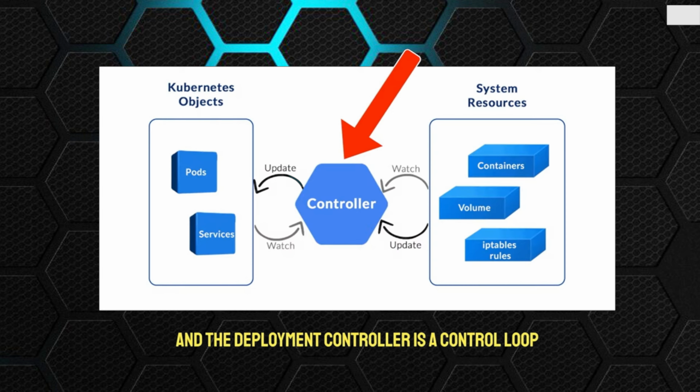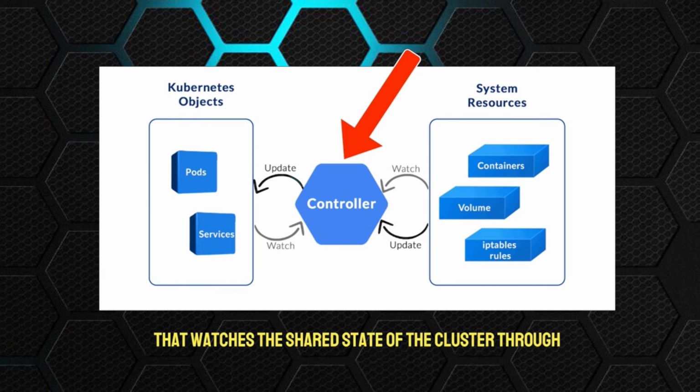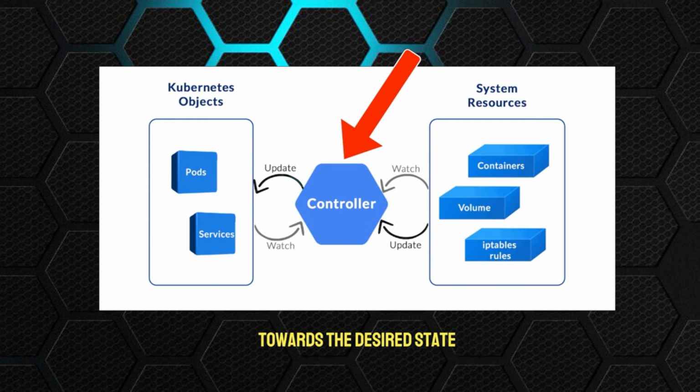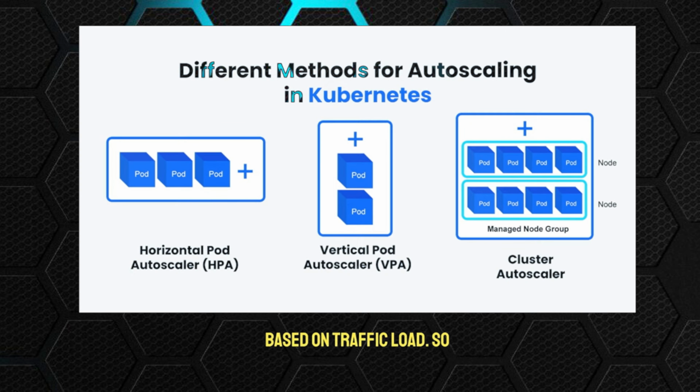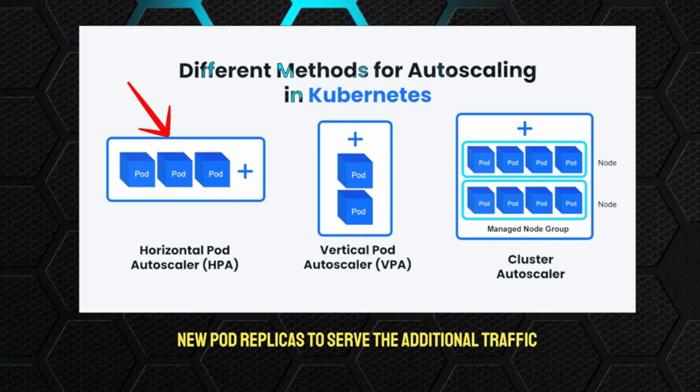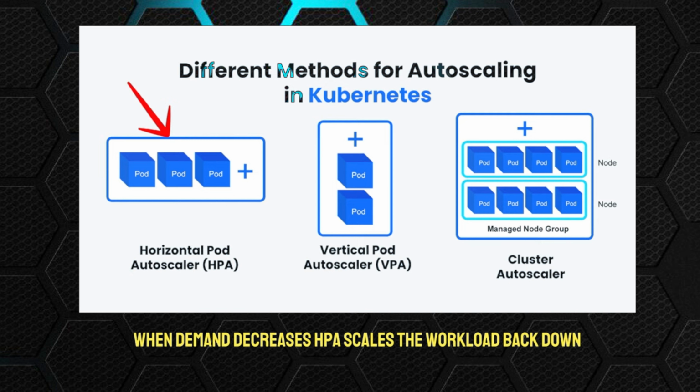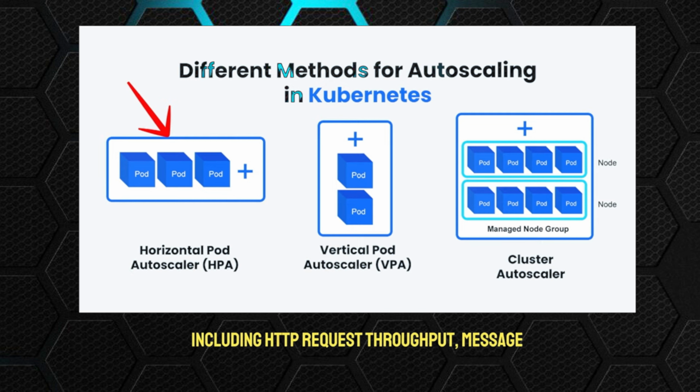And the deployment controller is a control loop that watches the shared state of the cluster through the API server and makes changes attempting to move the current state towards the desired state. Kubernetes can automatically scale the number of pods based on traffic load. So horizontal pod autoscaling scales by adding or removing pods. HPA starts new pod replicas to serve the additional traffic. When demand decreases, HPA scales the workload back down. And HPA can scale based on one or more metrics, including HTTP request throughput, message queue size, CPU utilization, memory utilization, actual resource usage, such as when a pod's CPU or memory usage exceeds a threshold.